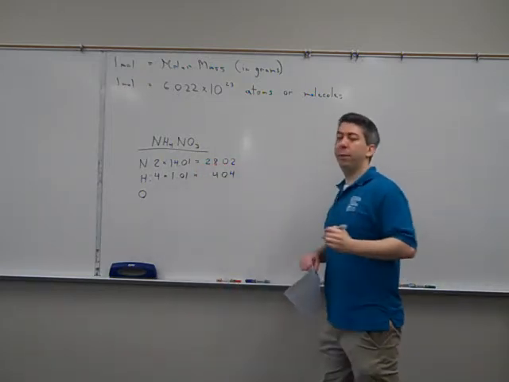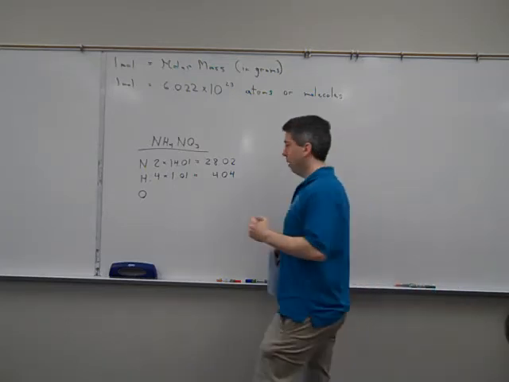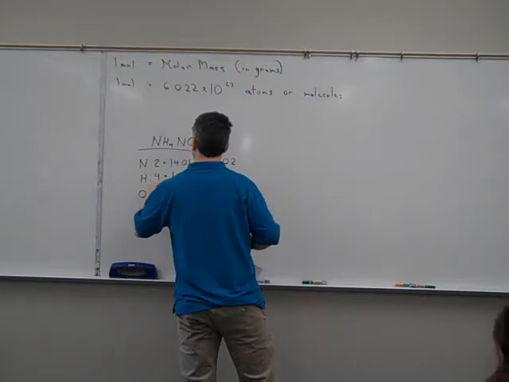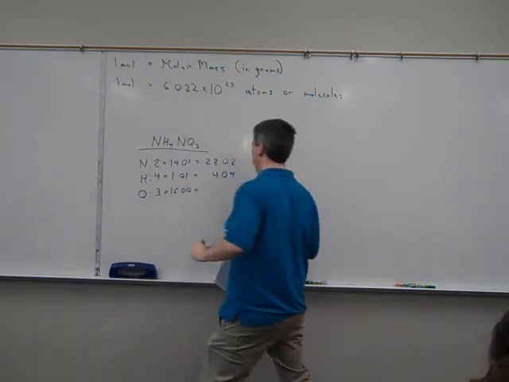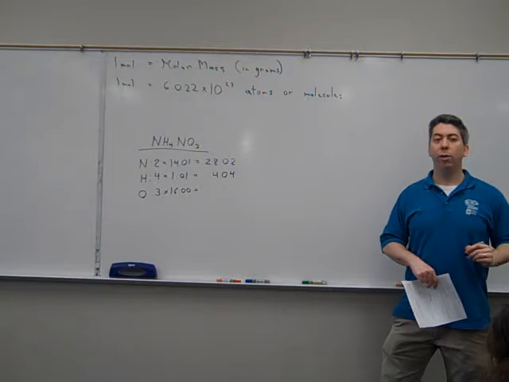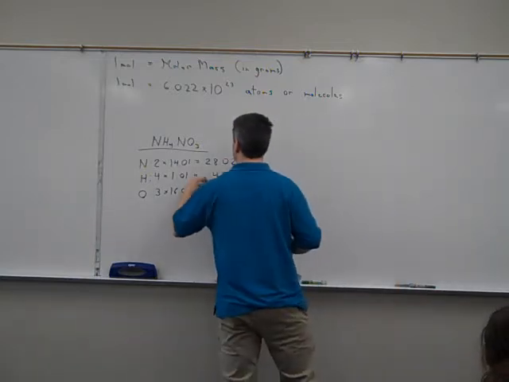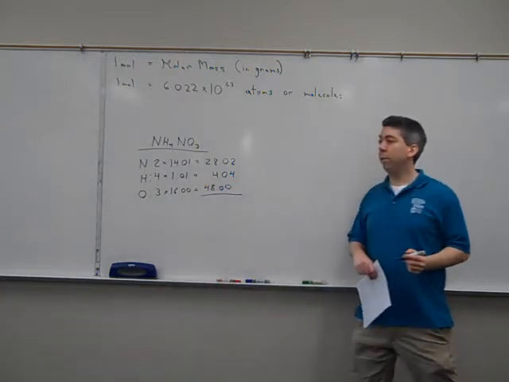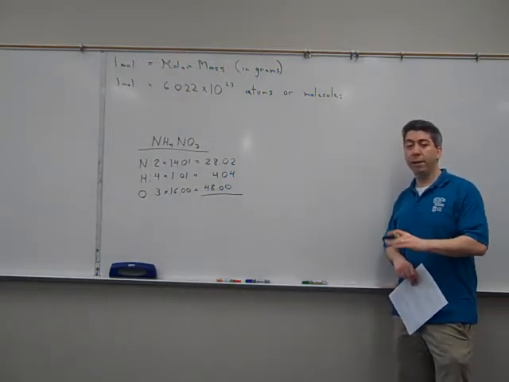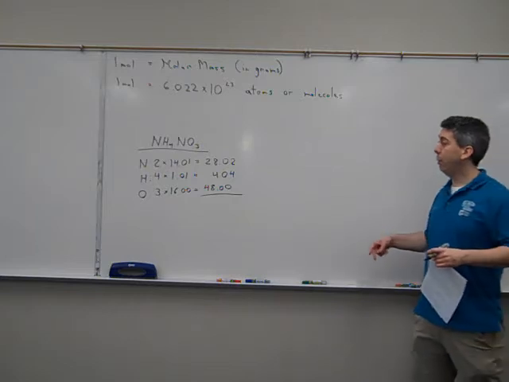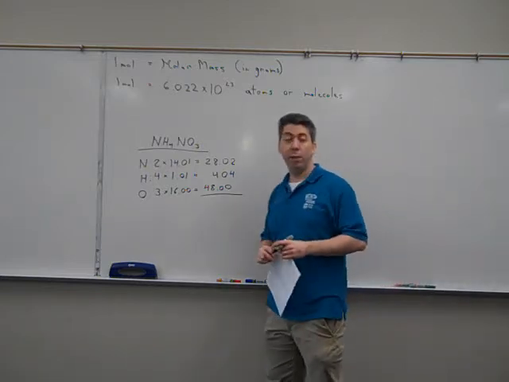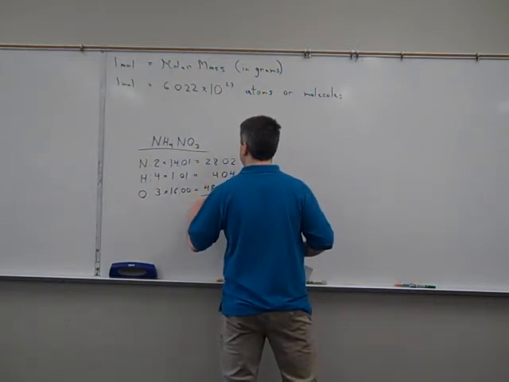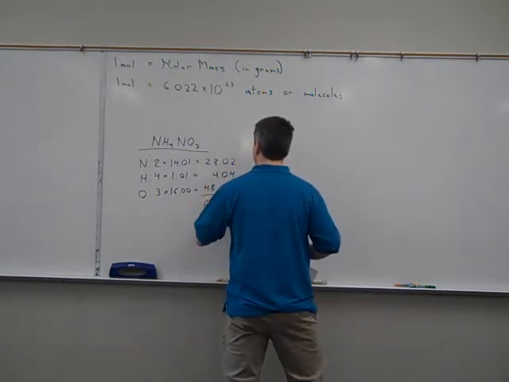And how many oxygens do we have? 3, yes. 3 times 16.00, which of course is 48. So now that we have calculated the mass attributable to each atom, we can add them up to get the overall molar mass, which happens to be 60.06.